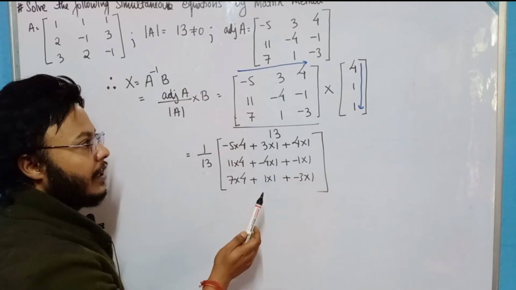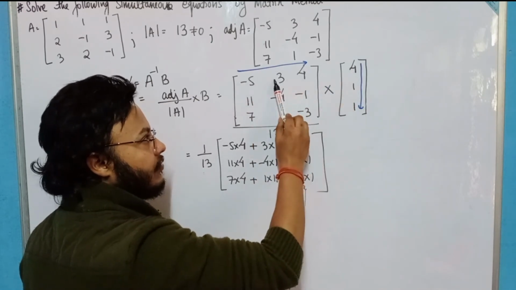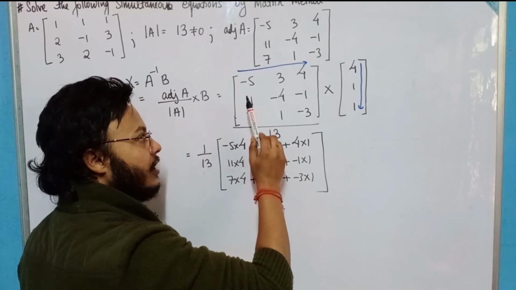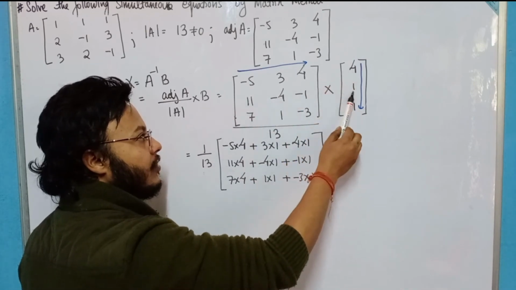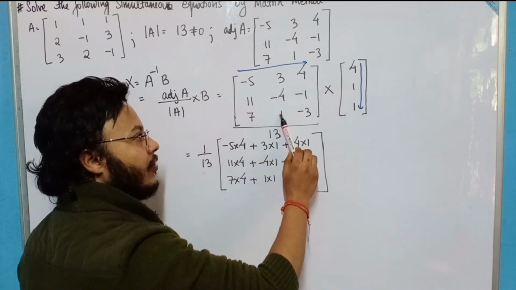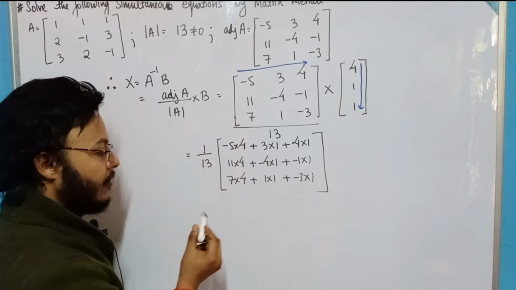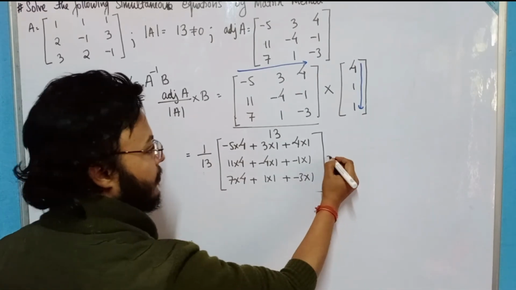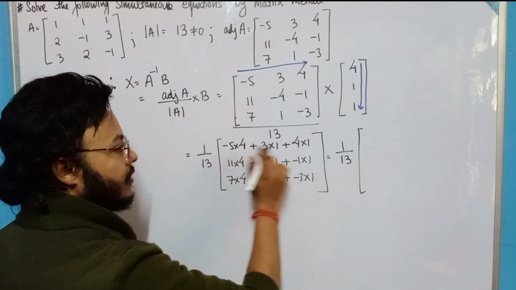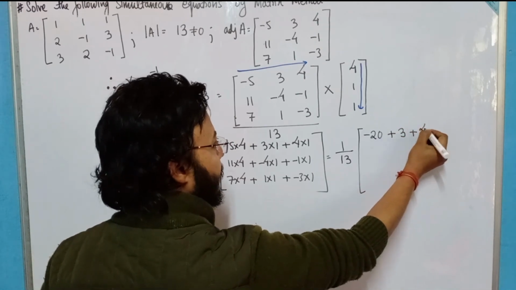So how do you multiply? You know that this goes straight and this goes down. Minus 5 into 4 plus 3 into 1 plus 4 into 1. Similarly down also like this: 11 into 4 minus 4 into 1 minus 1 into 1. Similarly this also the same way: 7 into 4, 1 into 1, minus 3 into 1, but in the middle it will be plus. Now what we got is simple. I'll write 1 by 13. If you multiply, minus into plus is minus, so this is minus 20 plus 3 plus 4.